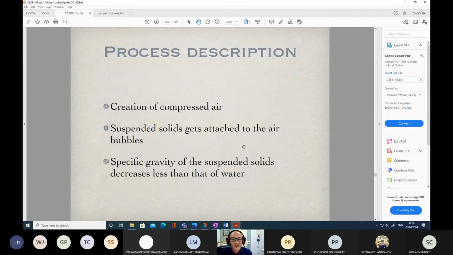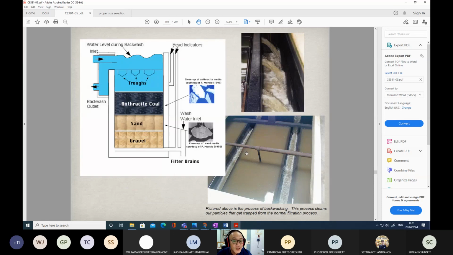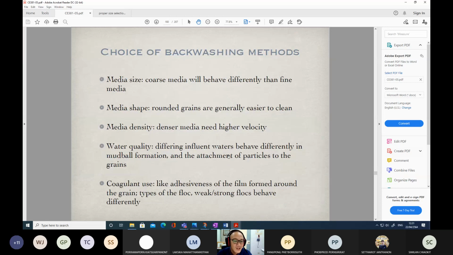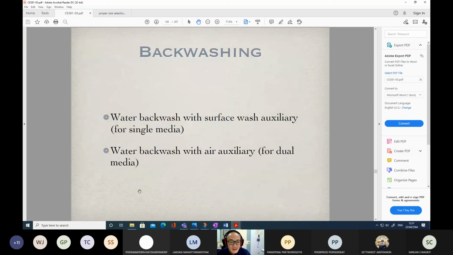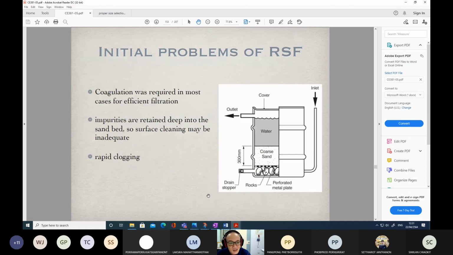Okay, so these are the details about the filtration. So we have the choice for backwashing. You can actually go through it by yourself. Any other things I need to emphasize? No more.